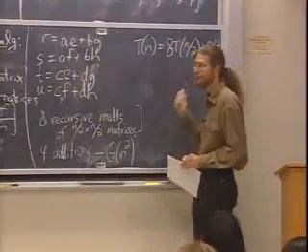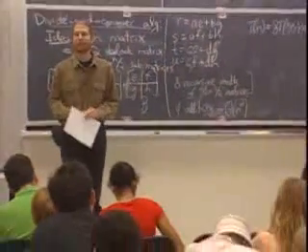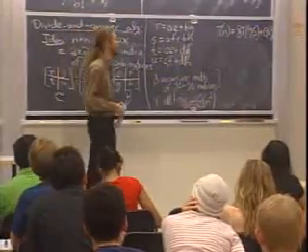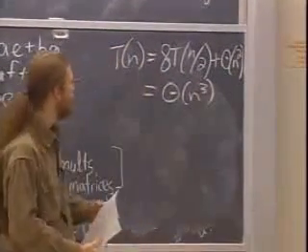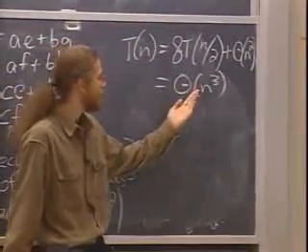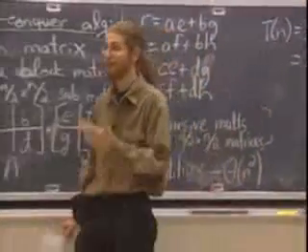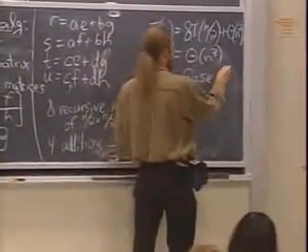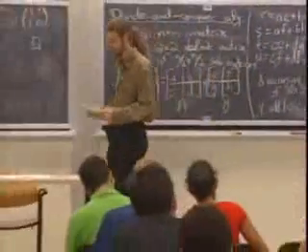I've erased the master method, but you should all have it memorized. So what's the solution to this recurrence? Theta of n cubed. That's annoying. Right? So a is 8, b is 2, log base 2 of 8 is 3. Every computer scientist should know that. So n to the log base b of a is n cubed. That's polynomially larger than n squared. So we're in case 1. So this is n cubed, no better than our previous algorithm. Kind of sucks.